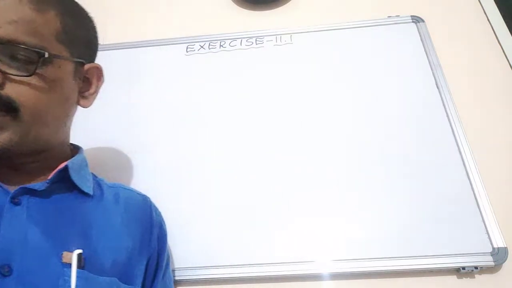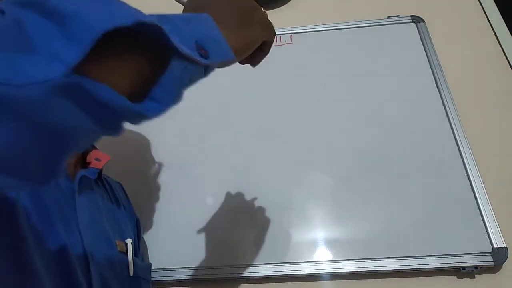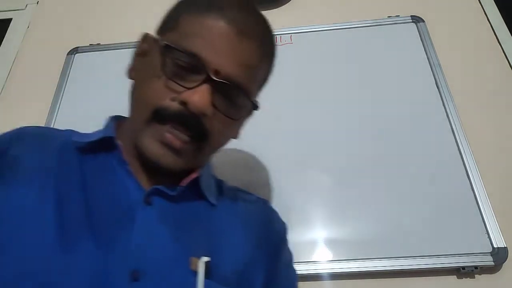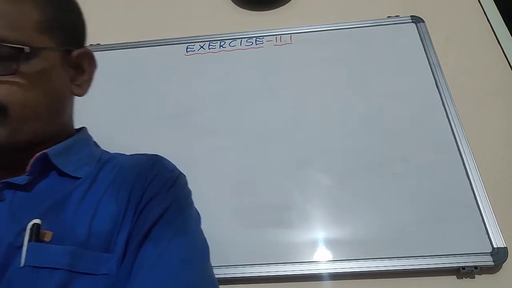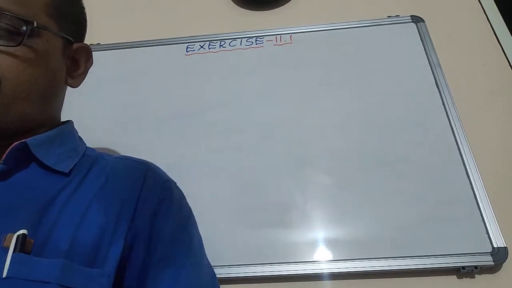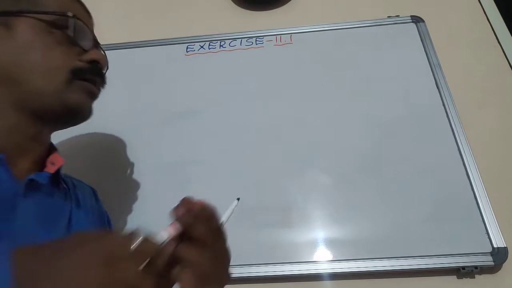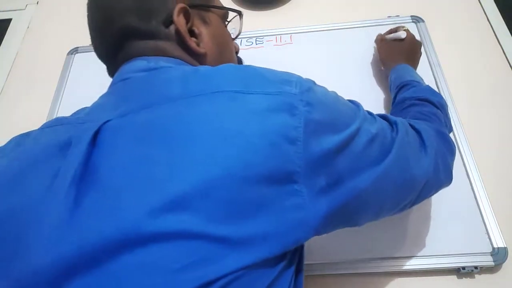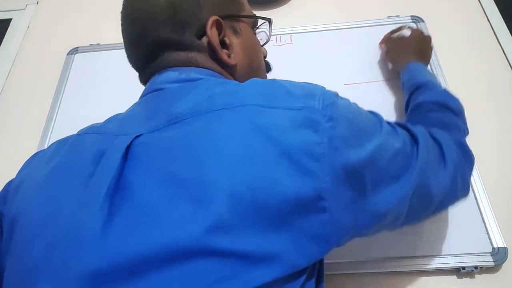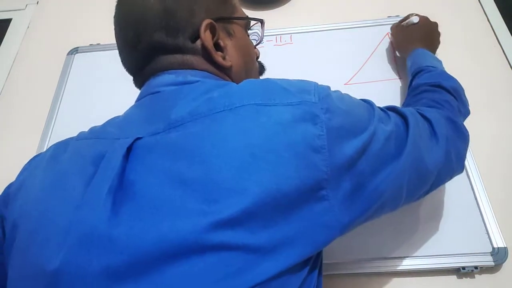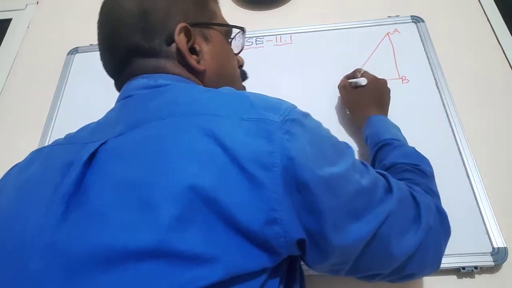Now in a right angle triangle, first we draw right angle triangle ABC. So A, B, C.